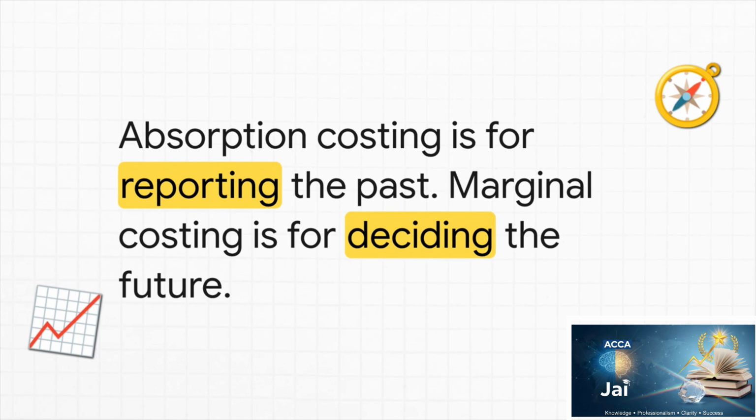So here is the crucial point. If you only remember one thing from our time together today, please let it be this sentence. Absorption costing is for reporting on the past. It's a tool for showing what has already happened. Marginal costing is for deciding the future. It's the tool you use to figure out what to do next.